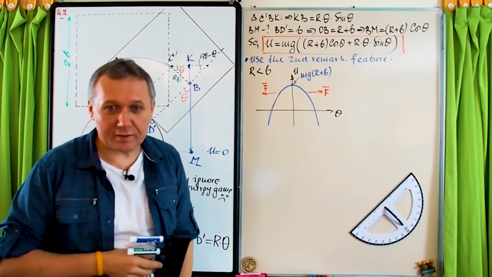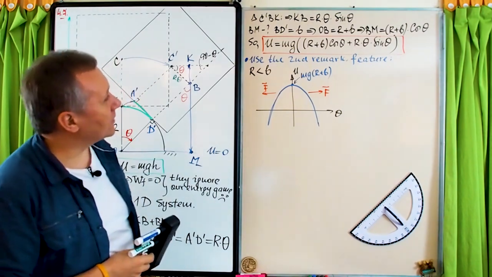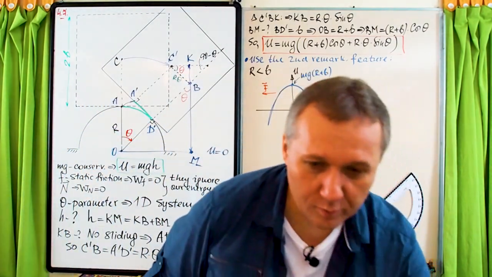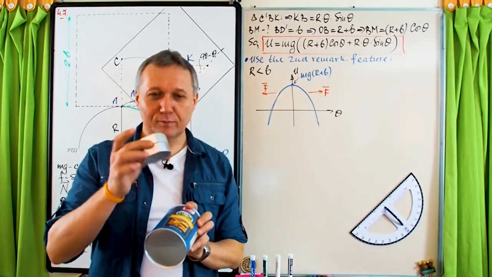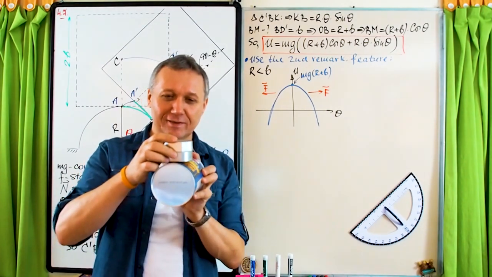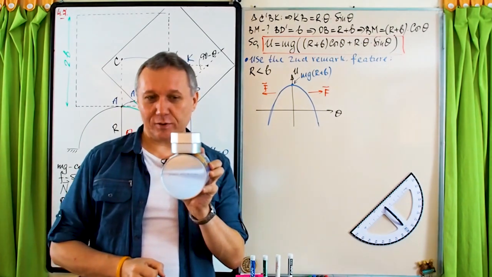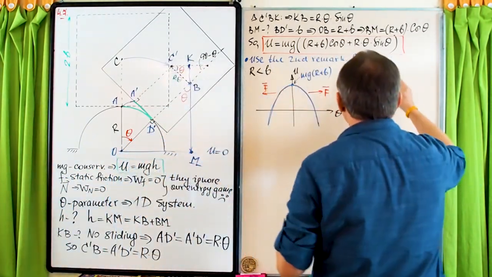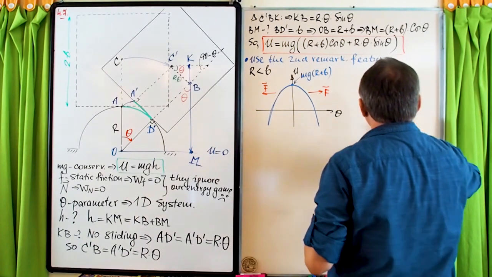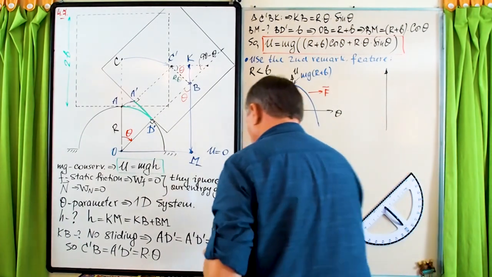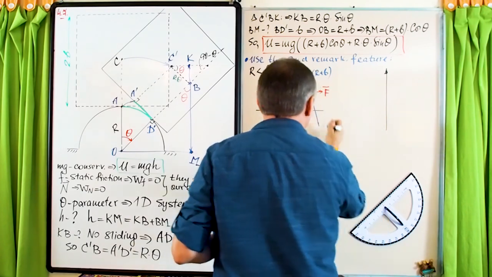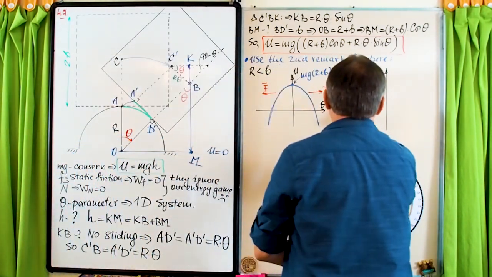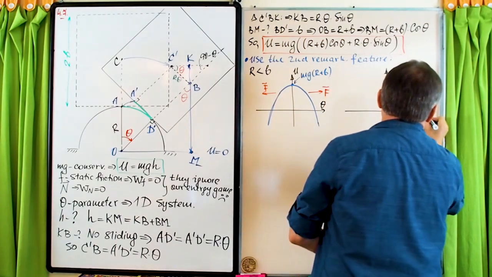Now let's look at the case when R is larger than B. So now it will be like a box. I use my box of Shiseido cream, sort of this situation. So if I plot now, let me reduce this size over here, U versus theta.